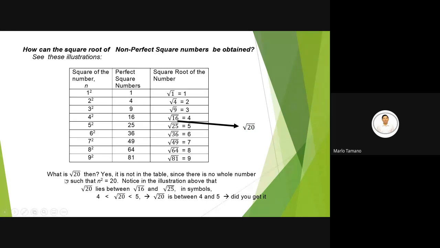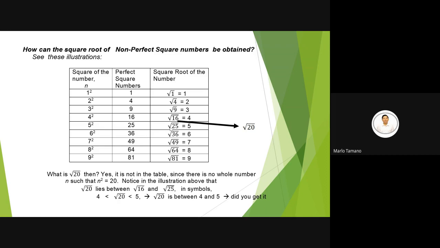What is square root of 20? It is not in the table since there is no whole number n such that n squared is equal to 20. Is there any number that if you multiply by itself, it gives you 20? None. Hindi katulad nito: 4 times 4 is 16, 5 times 5 is 25. Wala po.